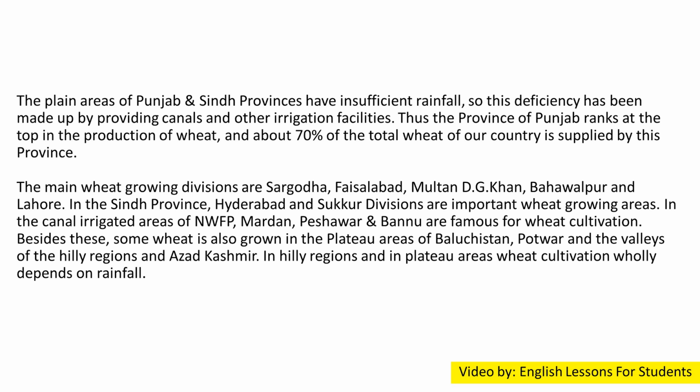Thus, the province of Punjab ranks at the top in the production of wheat, and about 70% of the total wheat of our country is supplied by this province. The main wheat growing divisions are Sargodha, Faisalabad, Multan, DG Khan, Bahawalpur, and Lahore. In the Sindh province, Hyderabad and Sukkur divisions are important wheat growing areas. In the canal irrigated areas of NWFP, Mardan, Peshawar, and Bannu are famous for wheat cultivation. Besides these, some wheat is also grown in the plateau areas of Balochistan, Potwar, and the valleys of the hilly regions and Azad Kashmir. In hilly regions and in plateau areas, wheat cultivation wholly depends on rainfall.